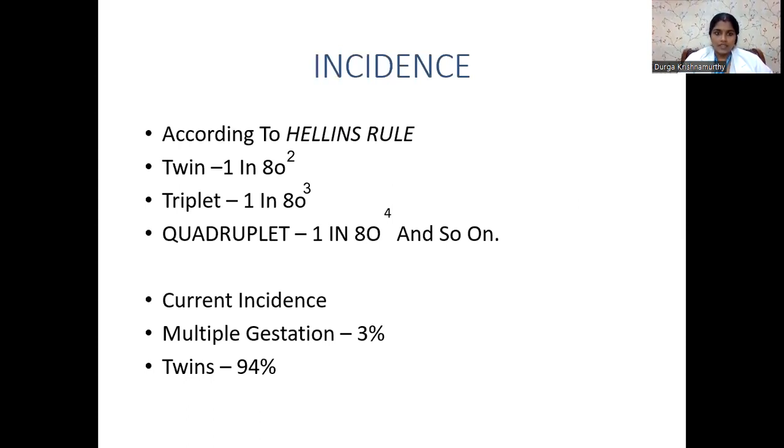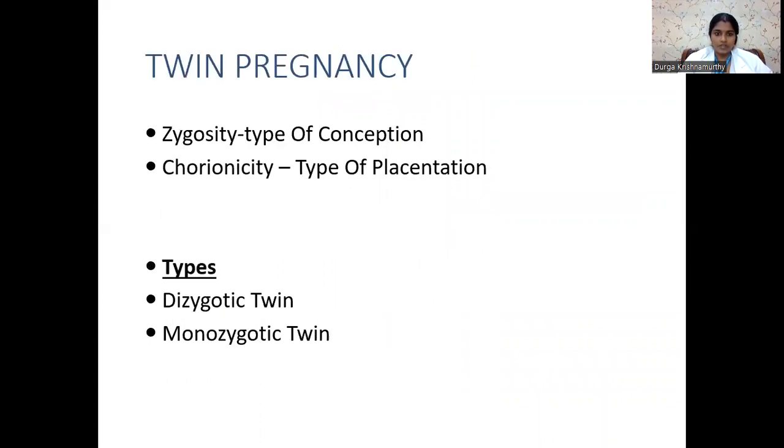Speaking about the incidence, according to Hellin's rule, the incidence of twin pregnancy is 1 in 80 to the power of 2 pregnancies. The incidence of triplets is 1 in 80 to the power of 3, and for quadruplets, it is 1 in 80 to the power of 4, and so on. The current incidence of multiple pregnancy or gestation is about 3% in the general population. The occurrence of twins in multiple gestation is 94%.